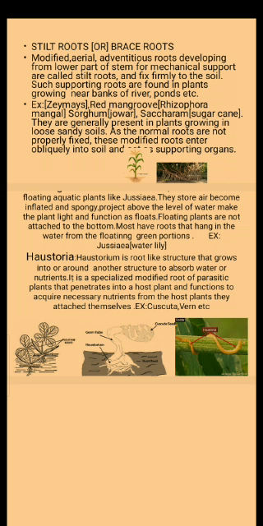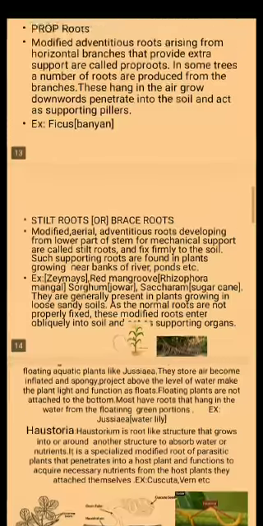A haustorium is a bulb-like structure in the root that grows into or around another structure to absorb water and mineral salts. It is a specialized modified root of parasitic plants that penetrates into a host plant and functions to acquire necessary nutrients from the host plant. Remember, this is a parasitic plant.